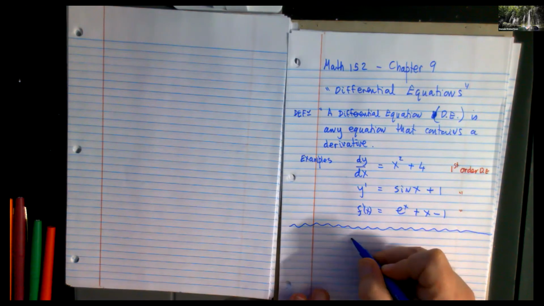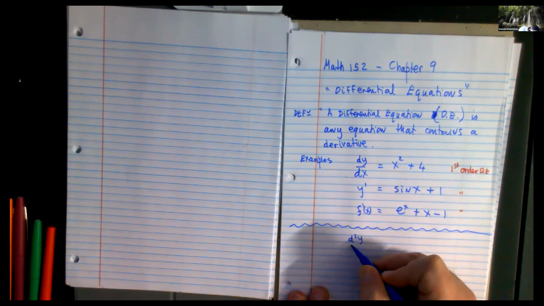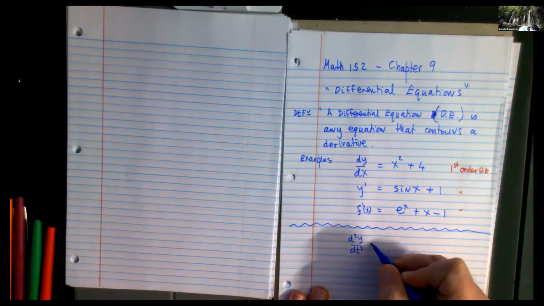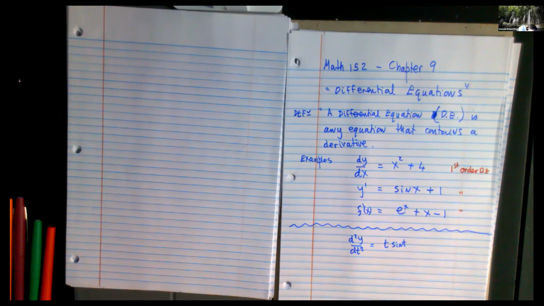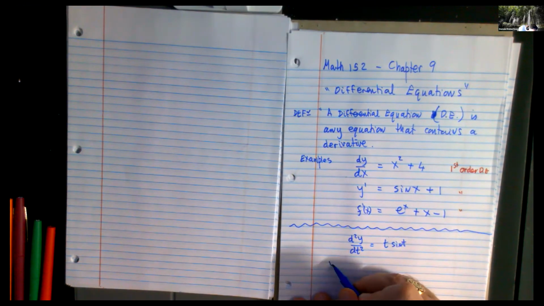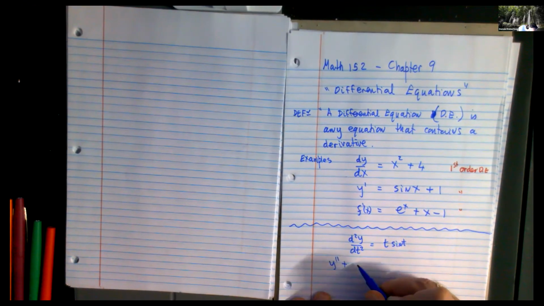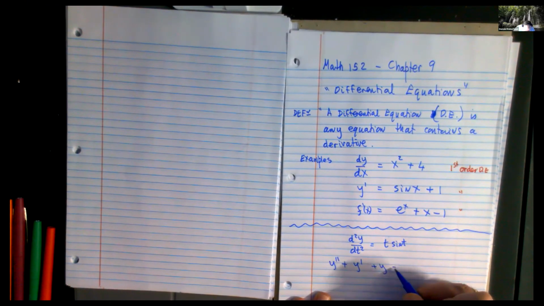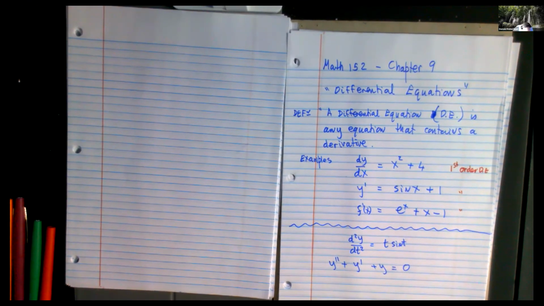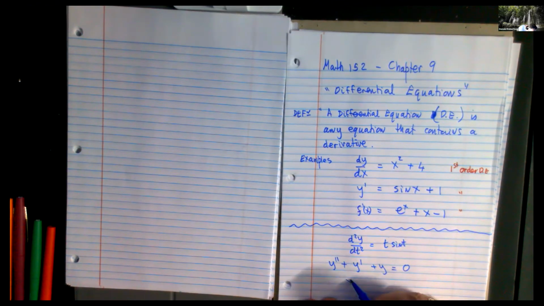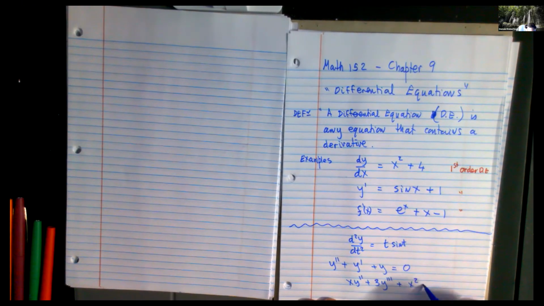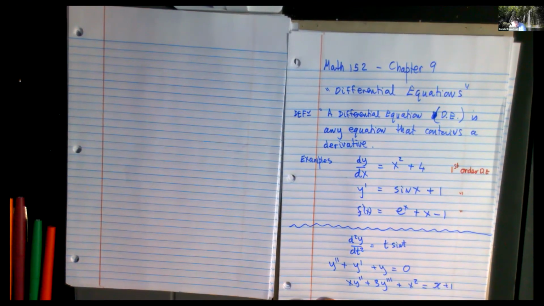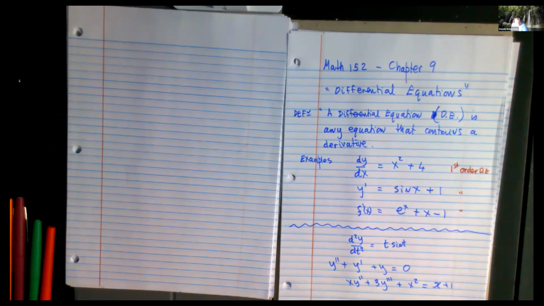On the other hand, you could get d squared y over dt squared is t sine t. That is a differential equation. You could get y double dashed plus y dashed plus y equals 0. That's also a differential equation. And you could get x y double dashed, 3 y triple dashed plus x squared equals x plus 1. That is also a differential equation.